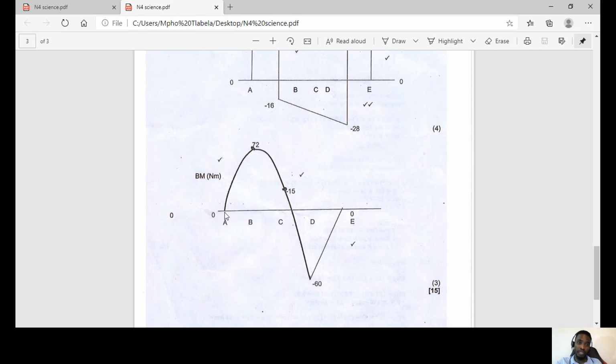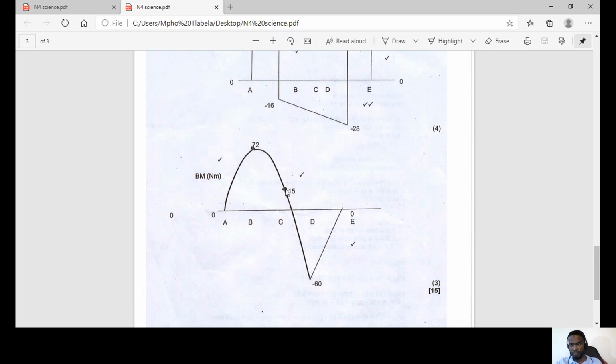And you'll notice from A, we move to B. See there it is B. We move to B, 72, it was a positive value. And you'll notice it makes a slight curve here. It means there's a distribution load. Now, from B to C, there's a distribution load. And then at C, we got 15. That's why that value was a positive 15.